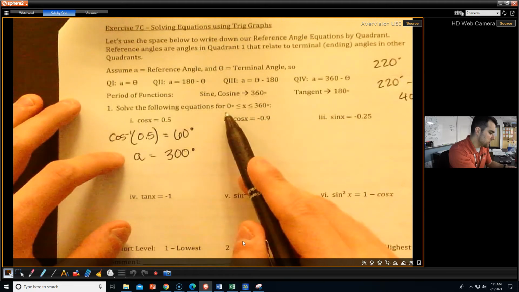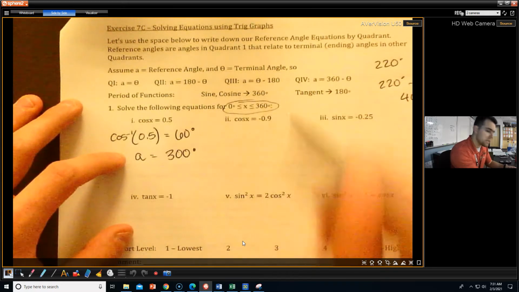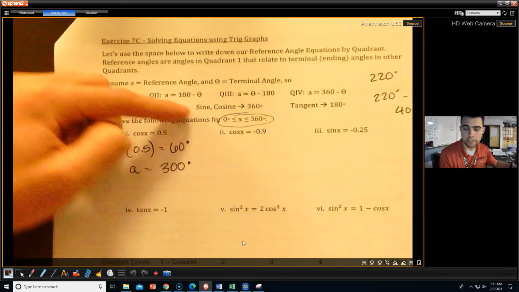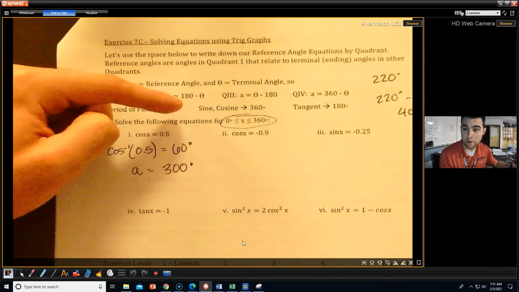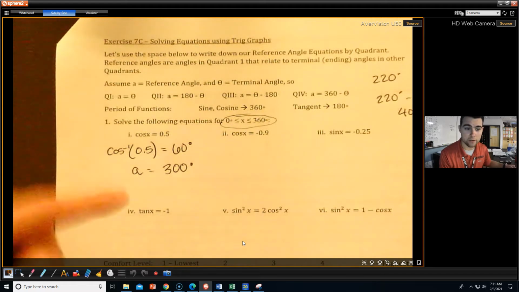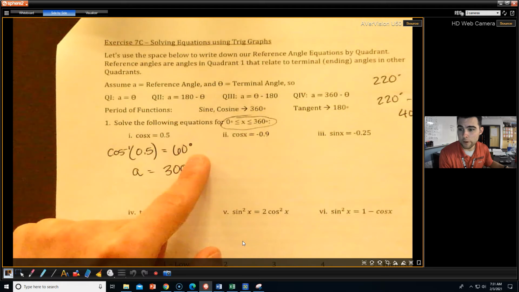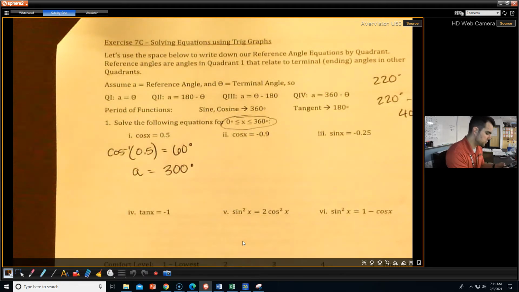And right now we are working with this domain. Really the period of the functions for sine and cosine comes in handy because we can get terminal angles or coterminal angles. If I did 60 degrees plus 360, I'm at 420 degrees. If I do cosine of 420 degrees in my calculator, I also get 0.5, because if you go in a full circle and end up back in the same spot, you're still getting the same value. You're just a bigger angle measurement. You went around more times. You can go around forever and ever.